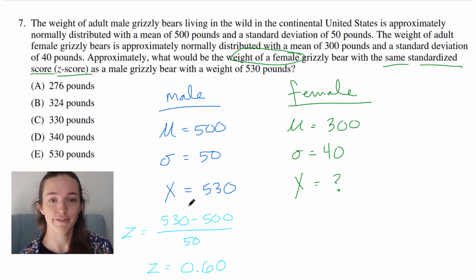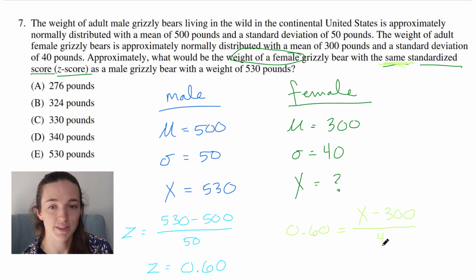Okay, so now going over to the female, she has a z-score of 0.60 because it's asking about a female with the same standardized score. We don't know her weight. We're going to subtract the mean of all female grizzly bears and divide by the standard deviation of all female grizzly bears. Now the next thing I need to do is just solve this.